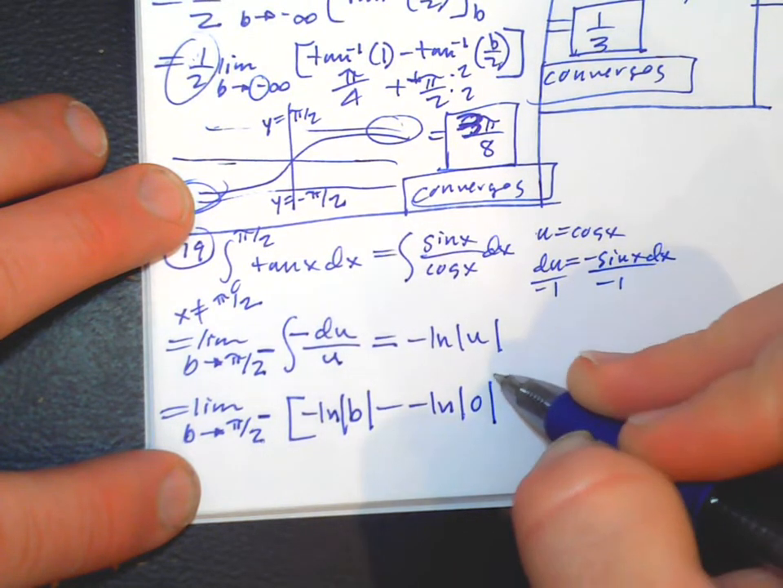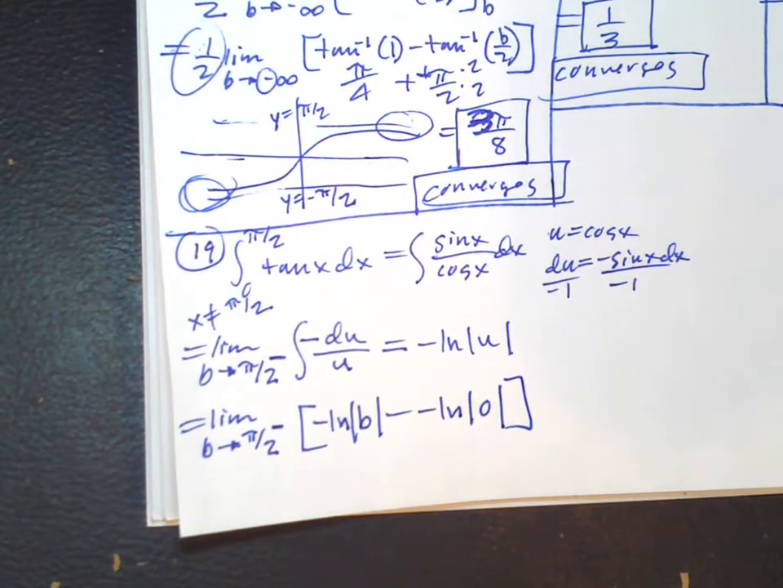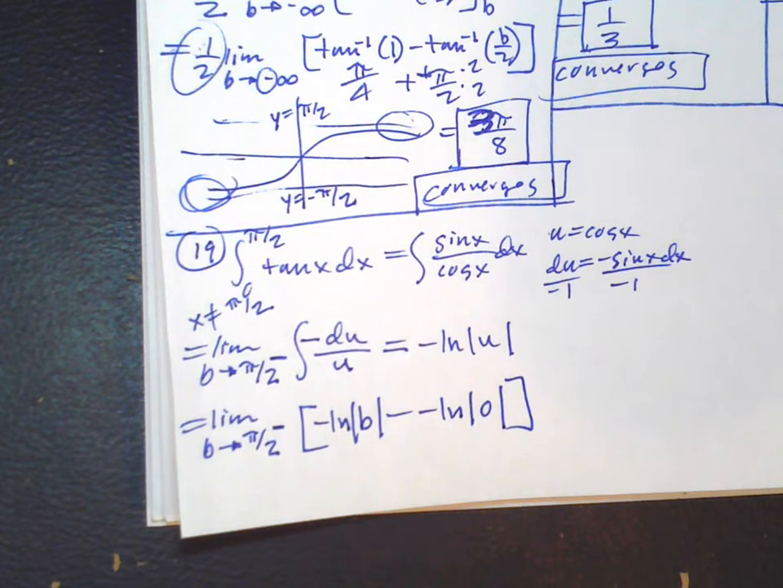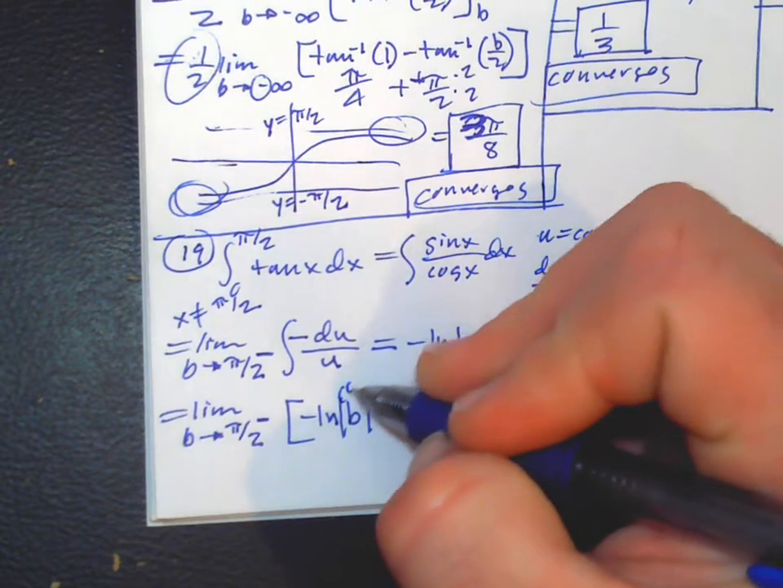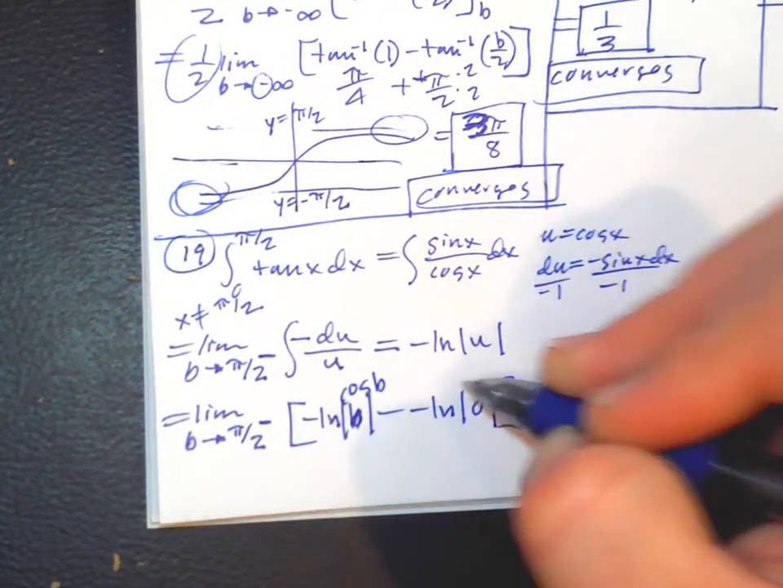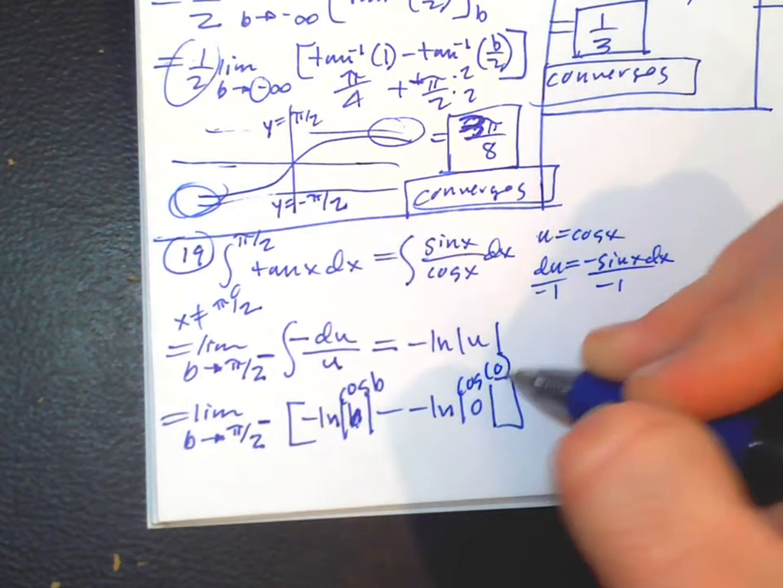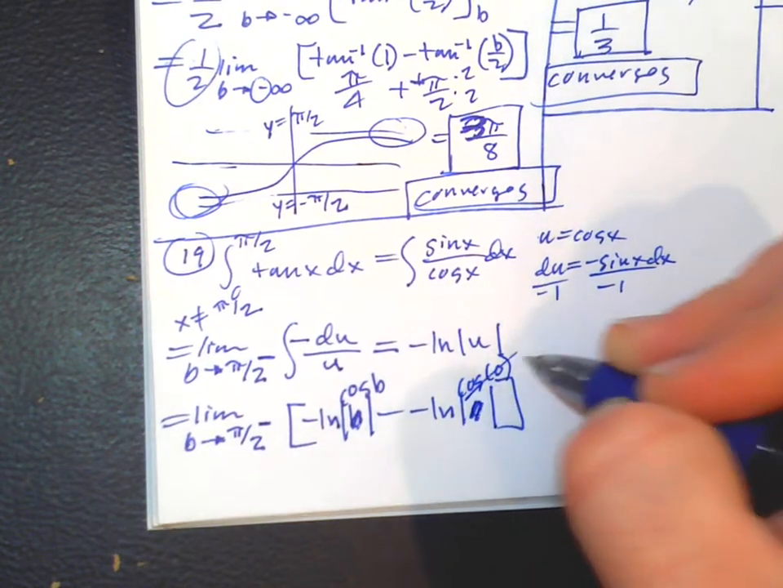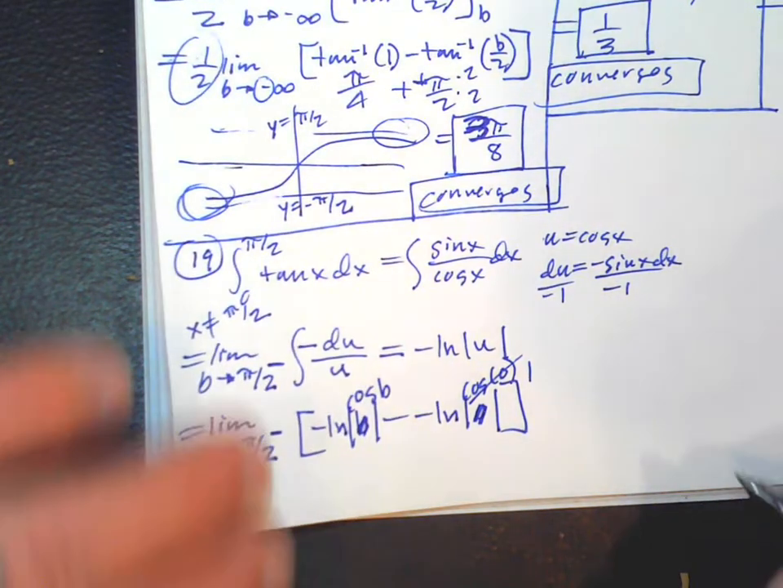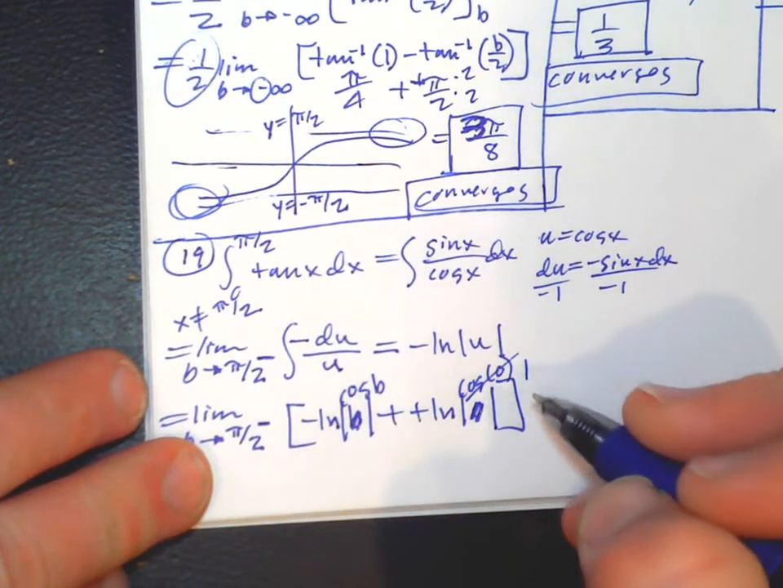Oh, 0 is an issue too. Shoot. Right? No, 0 shouldn't be an issue. Oh shoot, I forgot to put the cosine back in: cosine of b and cosine of 0. So yeah, natural log of 0 is an issue, but cosine of 0 is 1, which is going to be 0.